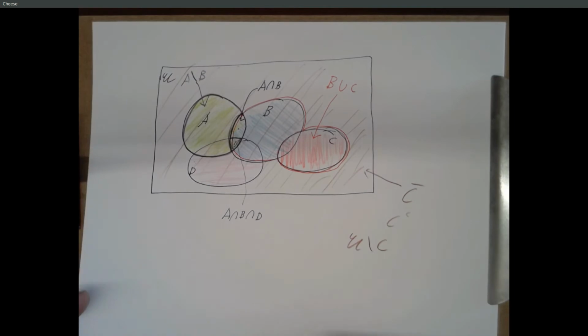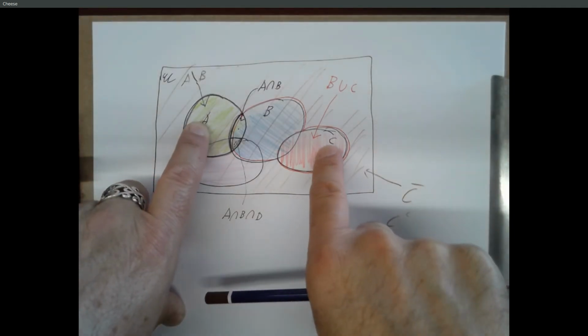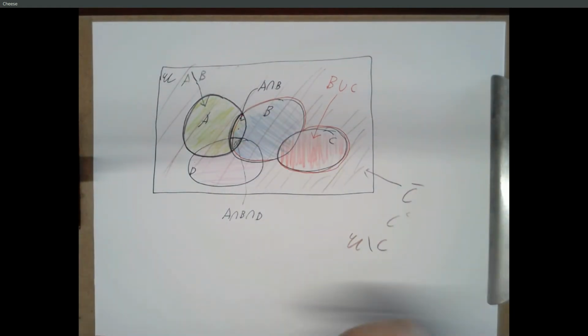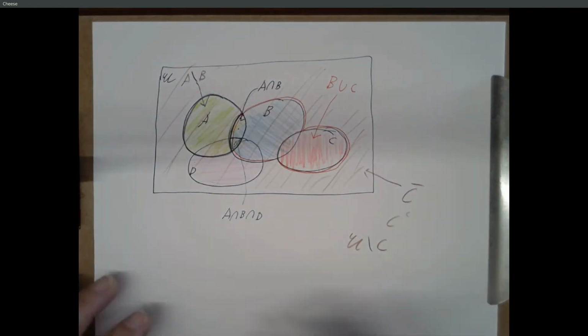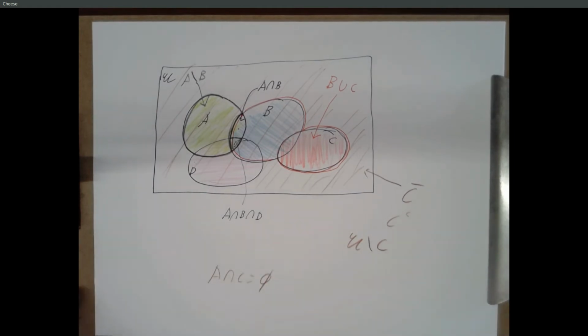So it's just a visual way of thinking about some of these set characteristics, these properties and operations like union and intersection and complement. And we can see from here, for example, what's the intersection of A and C? There is none, right? This circle A and this circle C do not overlap. There's nothing that's common to both of them. So their intersection is the empty set.